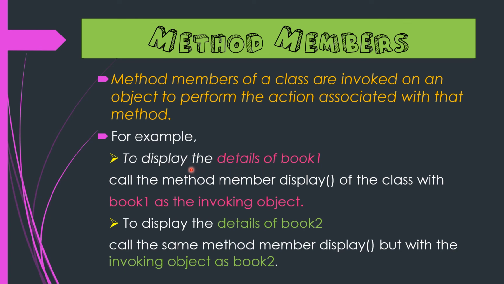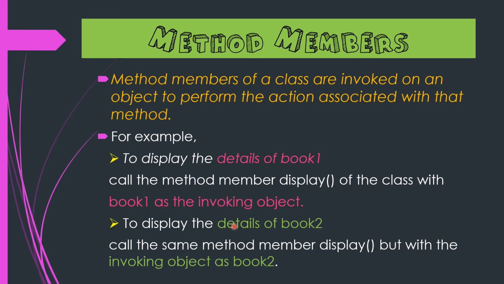So what is the method member? It will be display. What is the action? It will be display the details of book. This will be the action, and method member display. And what is the object here? Here the object is book 1, and this object is calling this method member. That is why we are calling book 1 as the invoking or calling object.